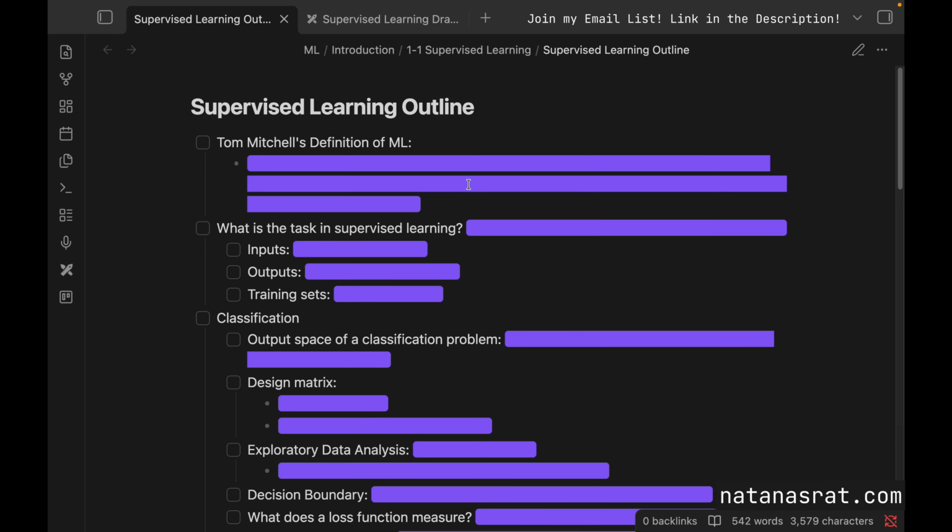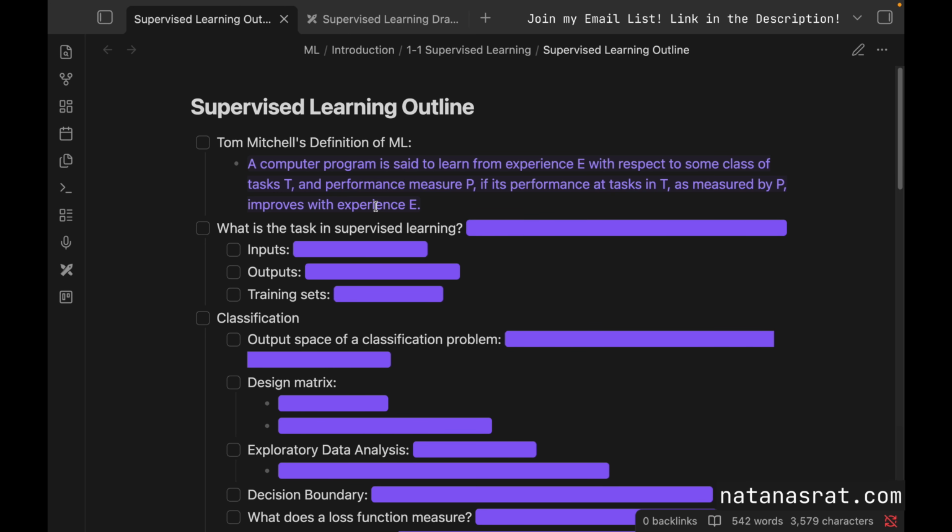Let's start by talking about machine learning. We will quote Tom Mitchell. According to him, a computer program is said to learn from experience E with respect to some class of tasks T and performance measure P, if its performance at tasks in T as measured by P improves with experience.